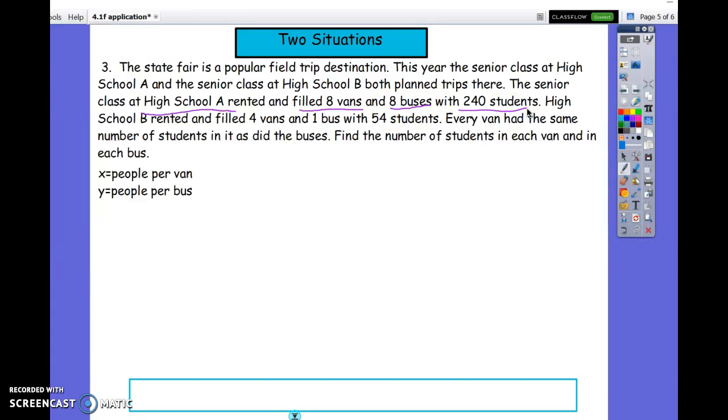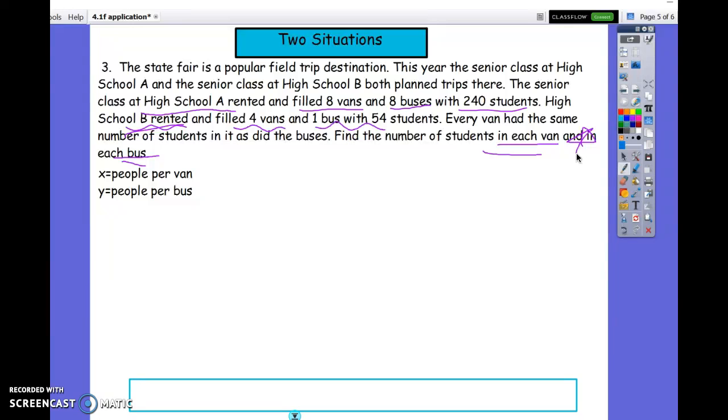High School B rented and filled 4 vans and 1 bus with a total of 54 students. So we know that every van had the same number of students in it, and the buses had the same number of students. So we want to figure out the number of students in each van and in each bus. So that last part, that's what we're trying to find. That's our unknown. We don't know how many students are in each van and each bus. So that's how we define our X and our Y.